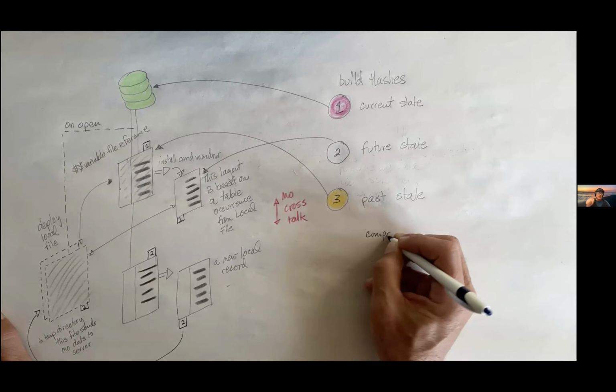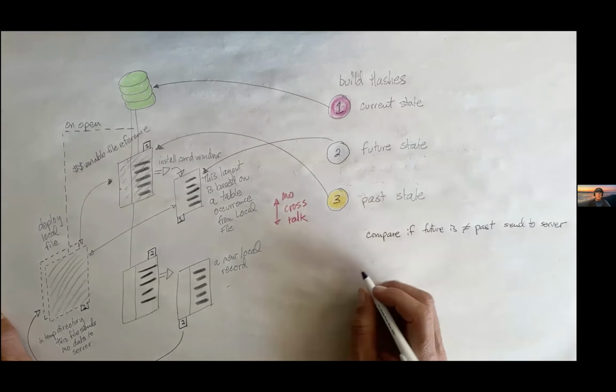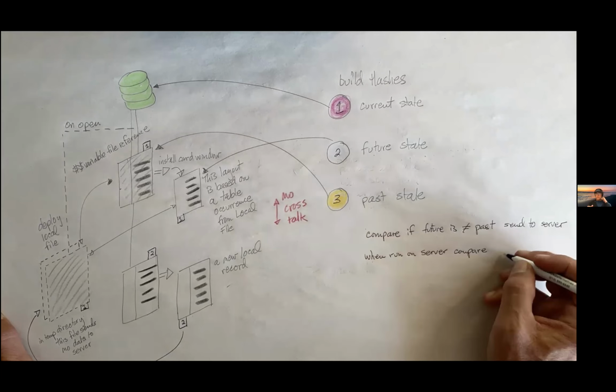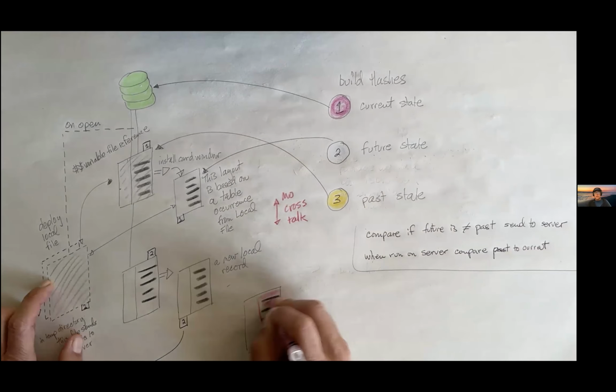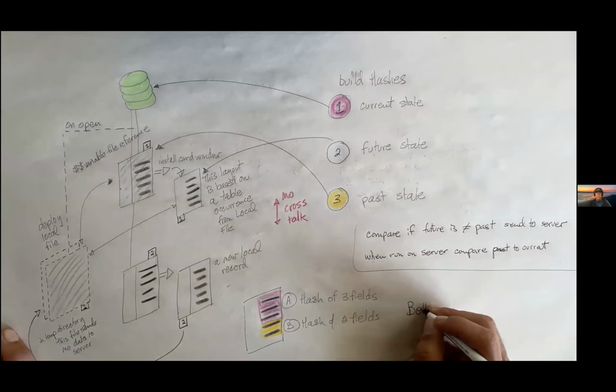Okay, and then you compare in different ways. You can compare future to past, and you do that on the server, not locally, because if the server is really busy with a huge import, you might not get record updates sent to you, and you want to do it at the very moment that you're about to transact the record. So basically, this is a way to deal with the fact that the record could be modified by two different users at the same time.